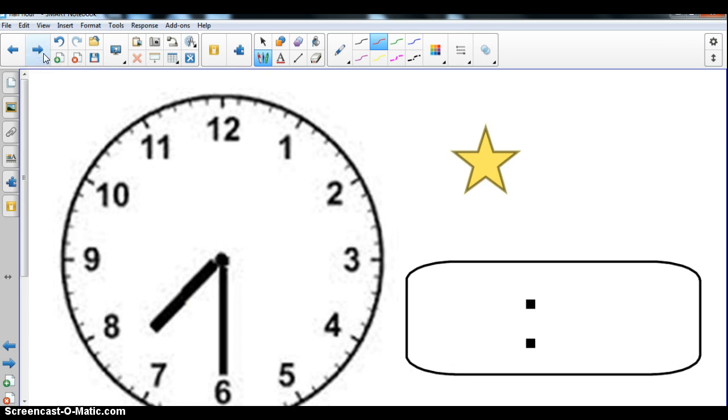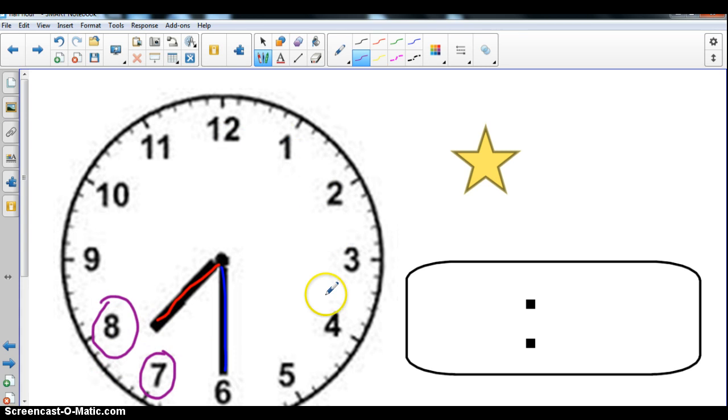So now let's make it a little more complicated. We have to look at both the hour hand and the minute hand. But remember, we need to think about what two numbers the hour hand is in between. Right now, I see that the hour hand is in between the 7 and the 8.